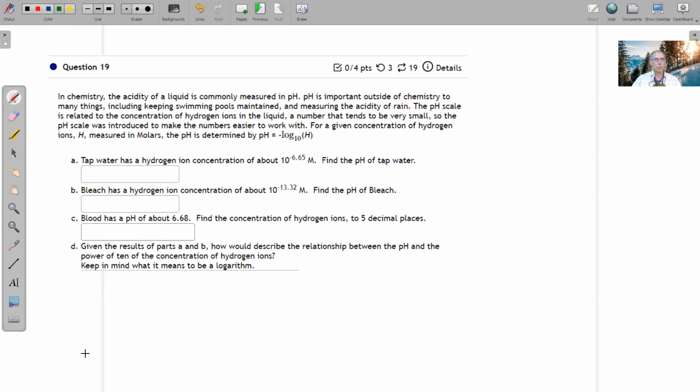So just a summary of what we have. We calculate the pH by taking the opposite of the log of H. And H is the concentration of hydrogen ions in molars.